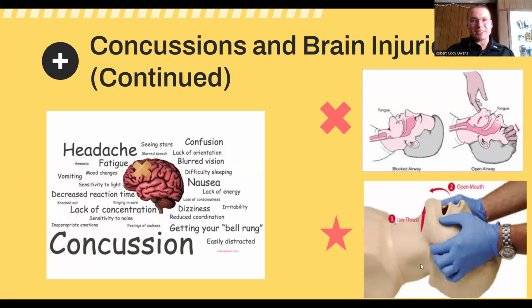The head tilt chin lift, sometimes you've got to really move them, especially if they're a full size adult, their head's heavy. And this is for no suspected brain or spine injury, and this is the lower one for suspected injury. And then these are the signs and symptoms of concussions: the nausea, decreased reaction time, vomiting, mood swings, all that.